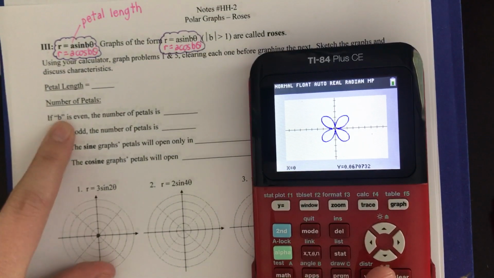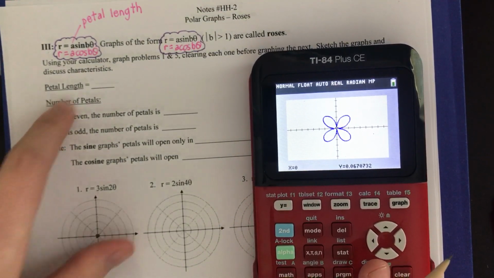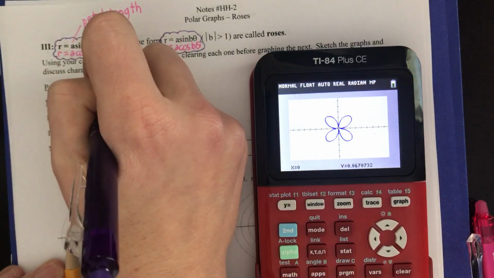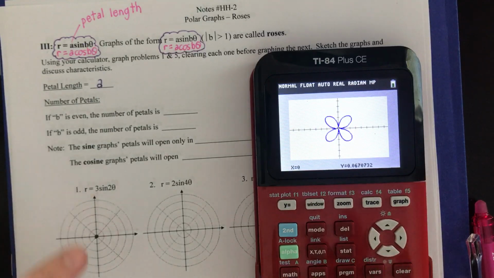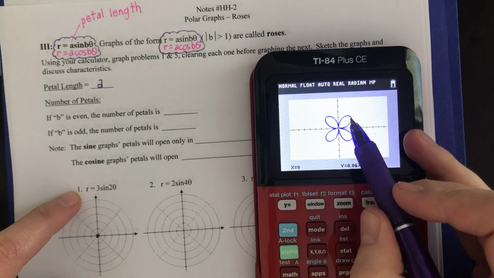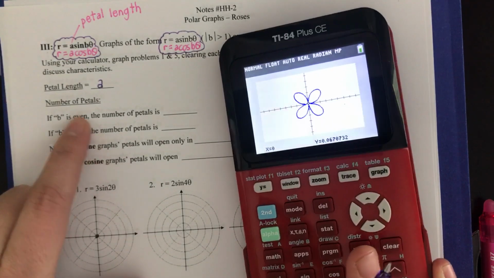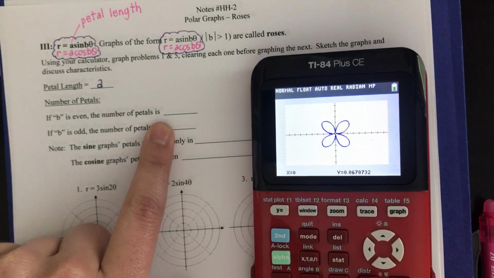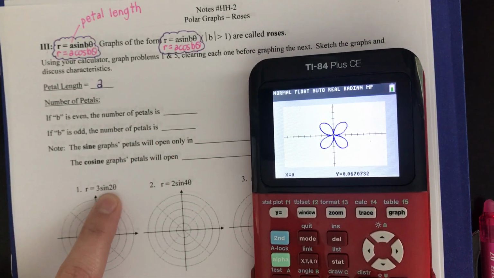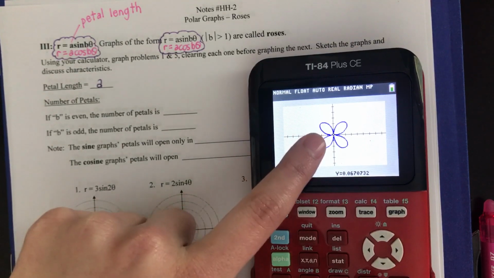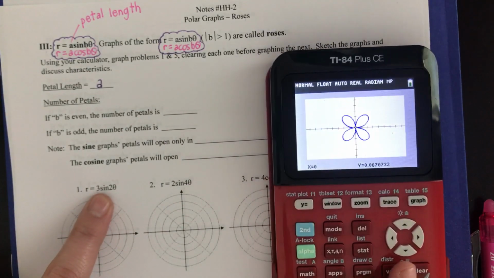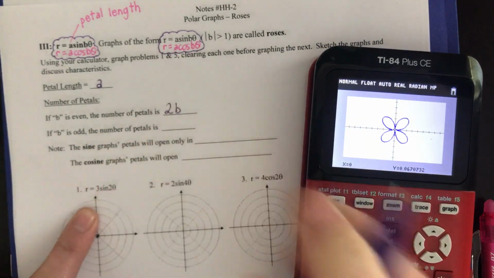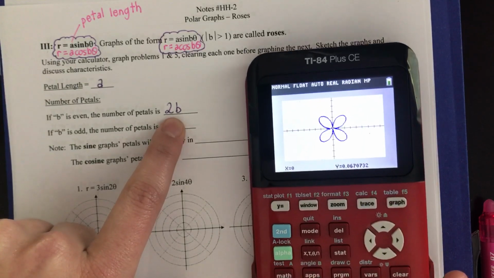So some things we're looking at. Remember here, we're looking at the number of petals. The petal length I already told you was a, and we will look at that a little closer. It is hard to see on this one because our petals are all slanted. The number of petals, we're going to talk about if b is even, the number of petals is what? So b is even here, so notice the b value is 2. How many petals do I have? Well, I have 4. So my assumption would be that if b is even, the number of petals is going to be 2 times b. We're going to verify, of course, but that's what I would say so far.